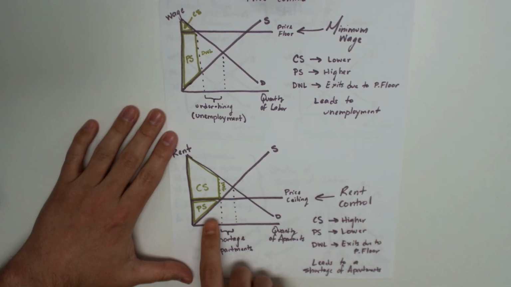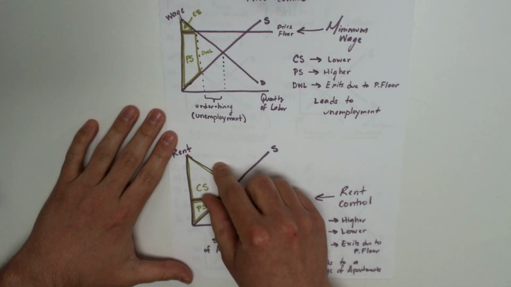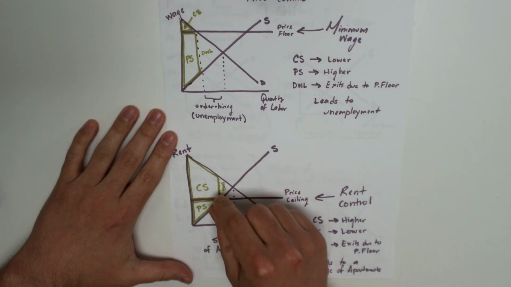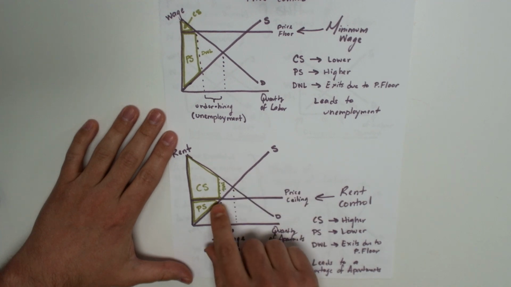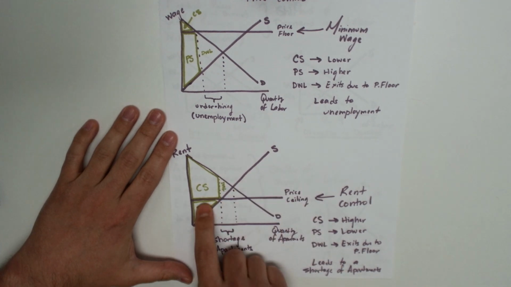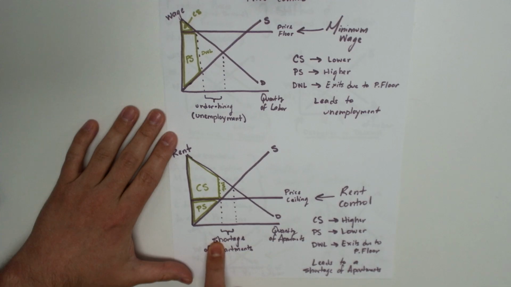In this one, the consumer surplus got a lot bigger, because consumers, or the tenants of the apartments, are going to get a bigger consumer surplus since they have to pay less due to the price ceiling. The landlords got a smaller producer surplus. And now there's a shortage of apartments here.